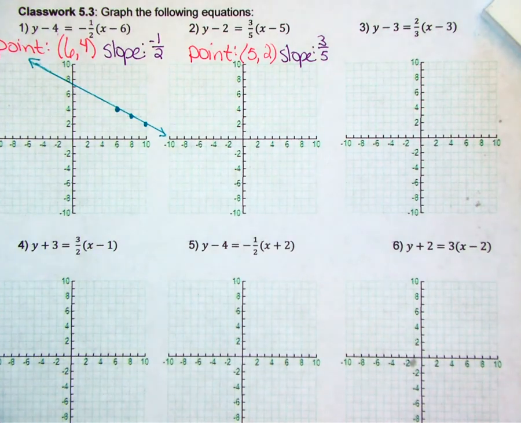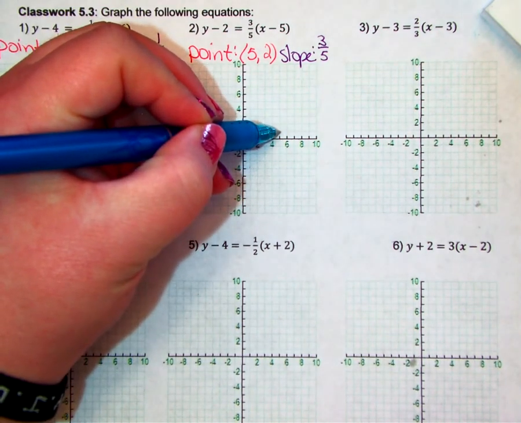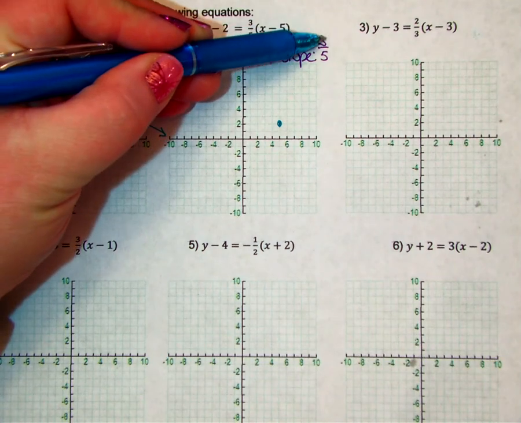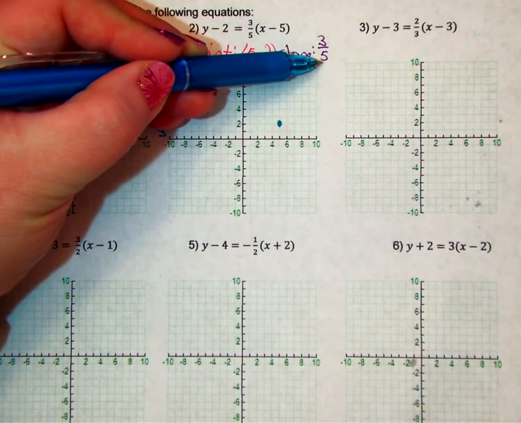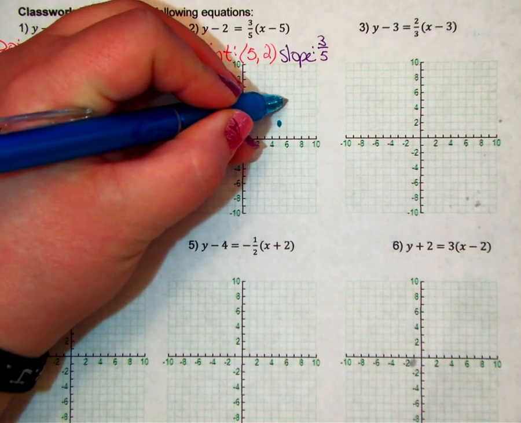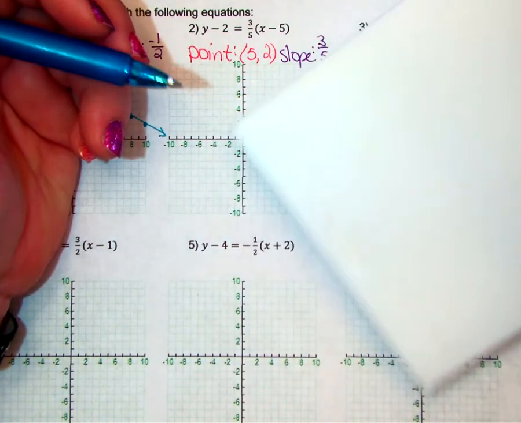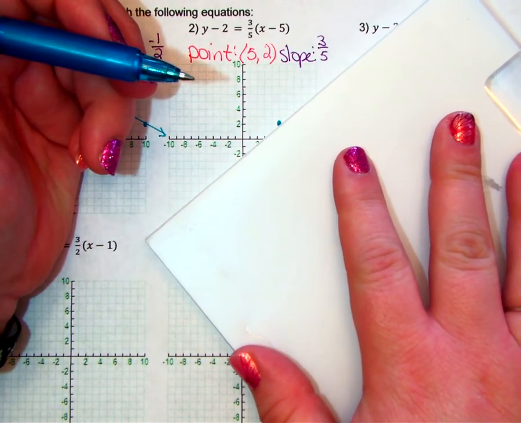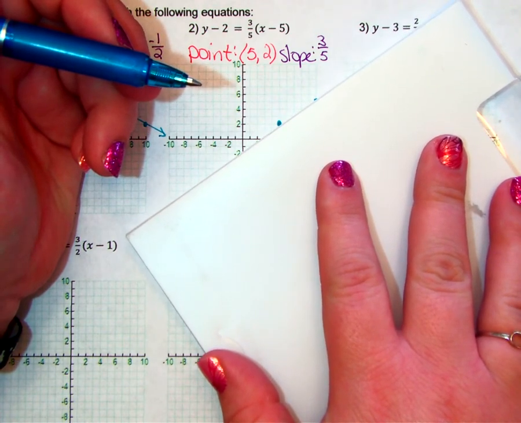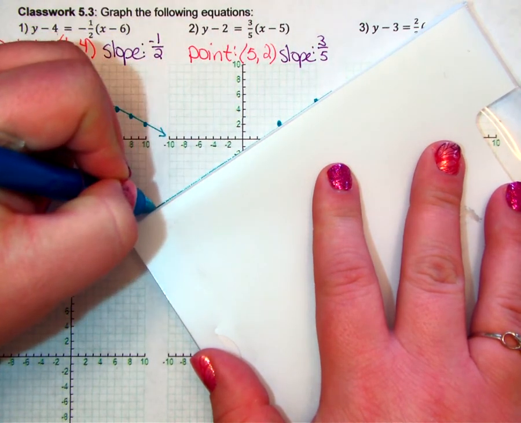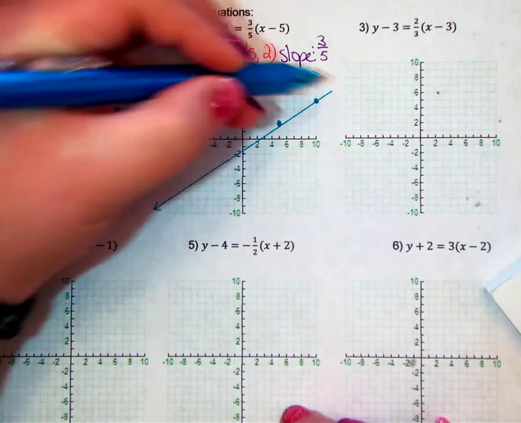So to graph this, we find the first point, 5, 2, plot the point, and then we're going to count the slope. Top number tells me to go up 3, bottom number tells me to go right 5. So up 1, 2, 3, right 1, 2, 3, 4, 5. And then let's connect those dots. All the way across the graph, end it with arrows.